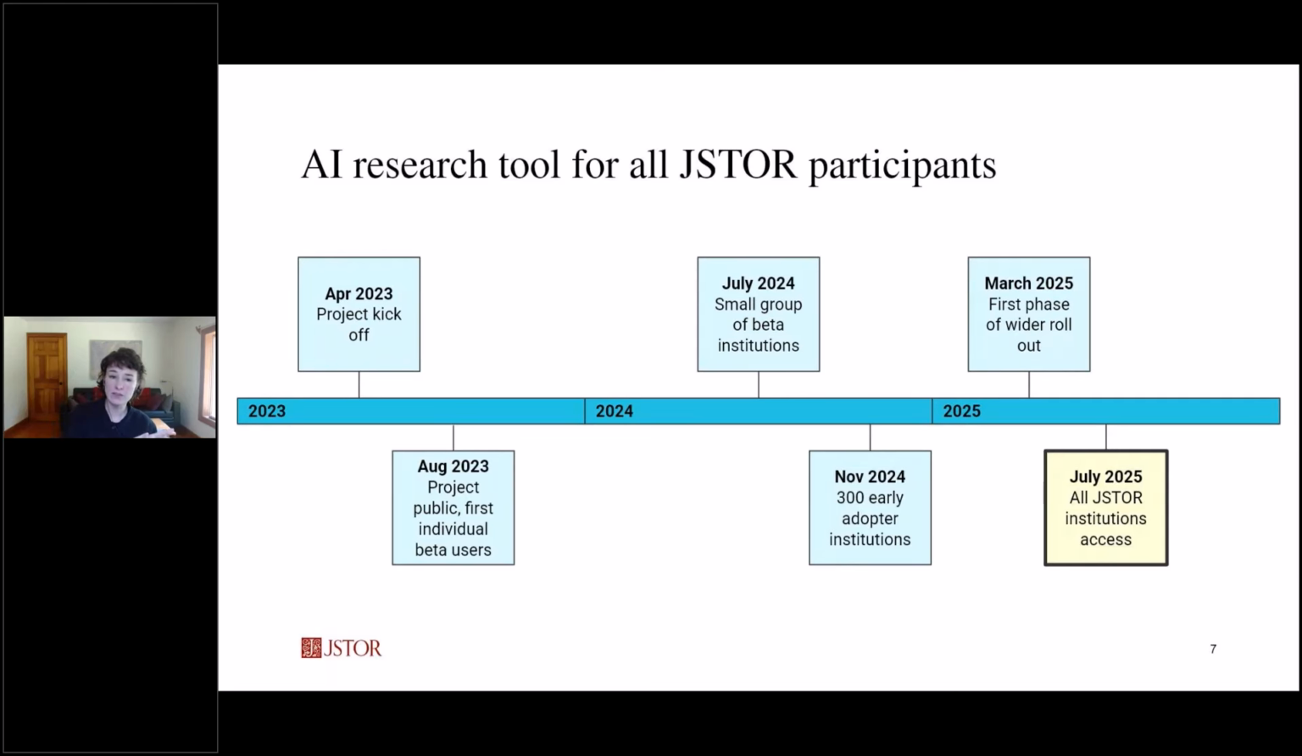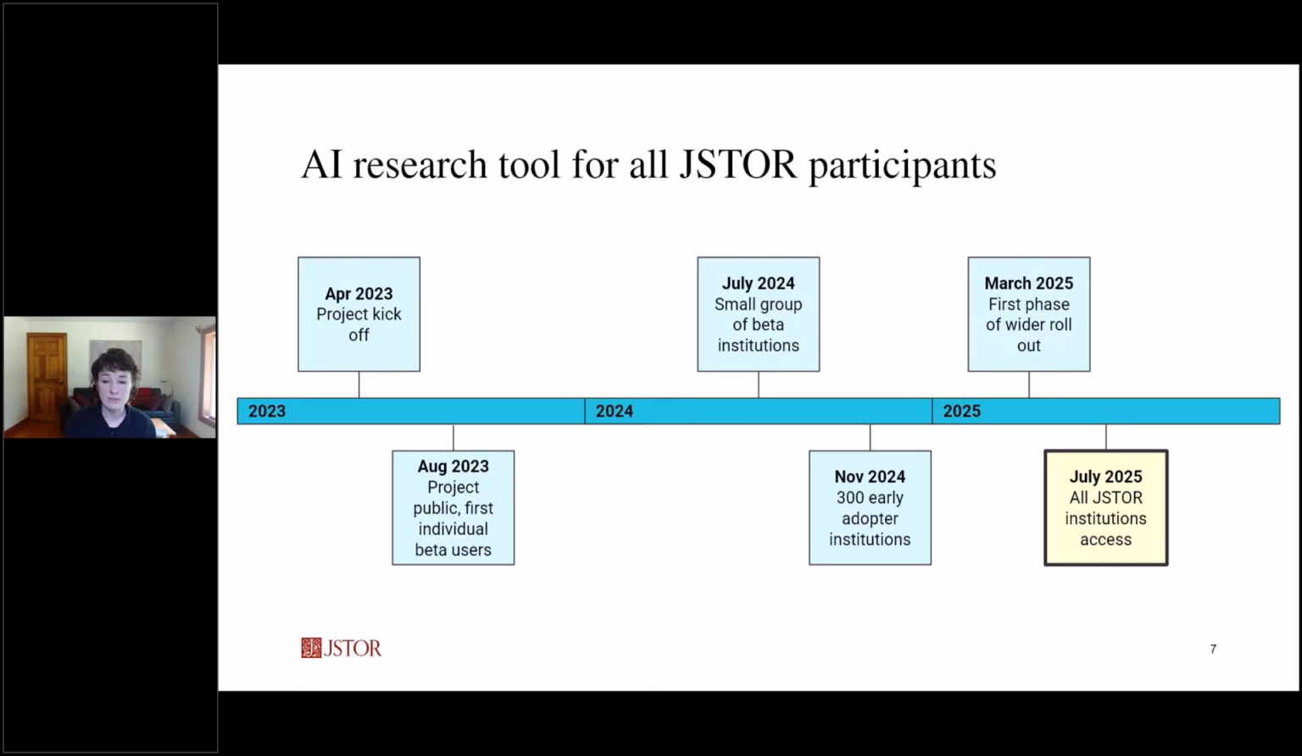So first we had individual beta users who requested access to the tool. And then we had a dozen institutions who were early beta institutions who assisted with evaluating the tool at the institutional level. And then we brought in a larger batch of institutions to help understand scale and cost. And so that brings us to now. As of July 18th, 2025, all JSTOR participating institutions and all of their users have access to the tool. And we're rolling this out at no additional cost to our institutions.